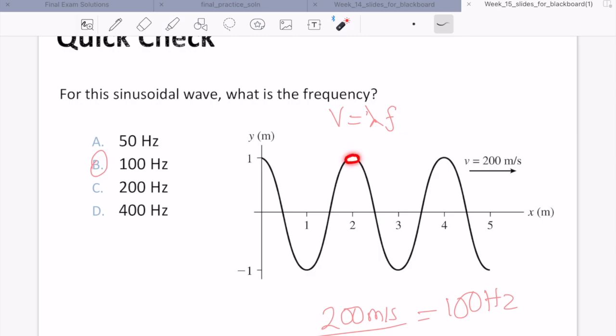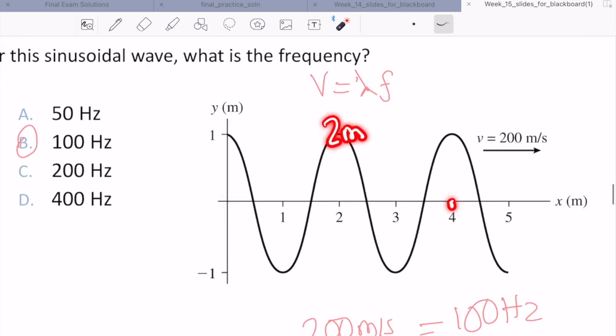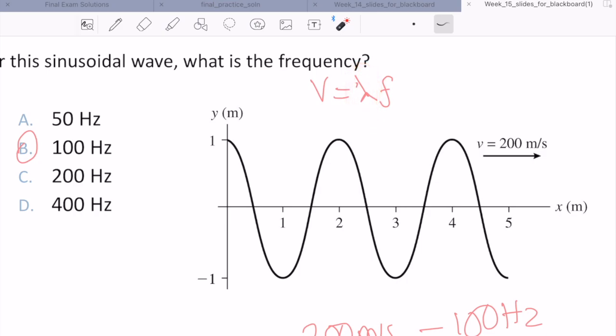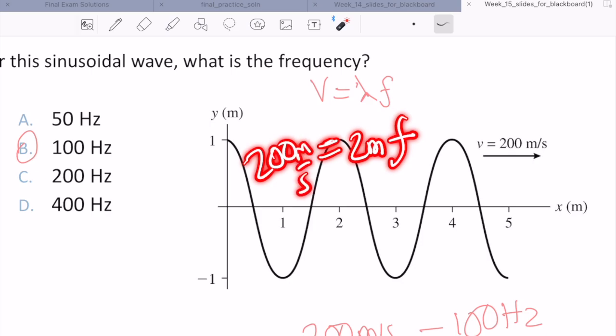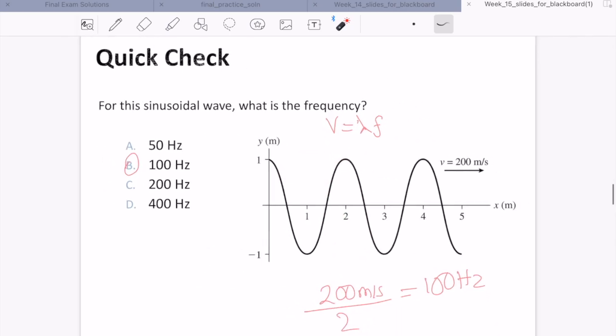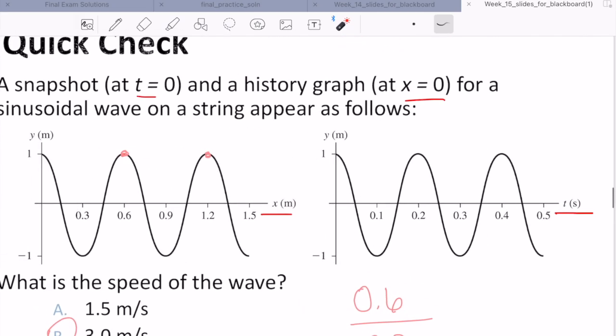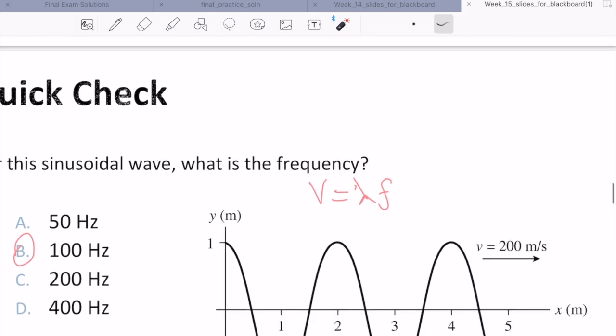Well, technically, right here is your period, yeah, but we don't have our time, right? Because here what we have is our x distances. So yes, from here to here would be your period, but on a snapshot graph, it would give us our wavelength. So you can see here, this is 2 meters and this is 4 meters. So our wavelength should be what? 2 meters, right? So if our wavelength, our lambda here is 2 meters, this is times our frequency, or if our velocity is 200 meters per second, then our frequency should be what? 100 hertz, right? So that's B. Not too bad. Speed or velocity of a wave is equal to your wavelength times your frequency.